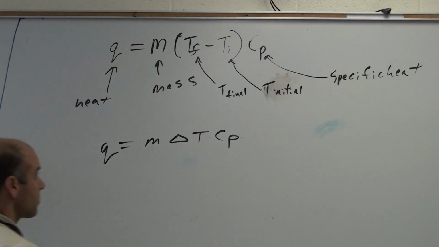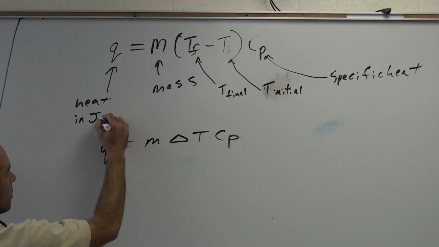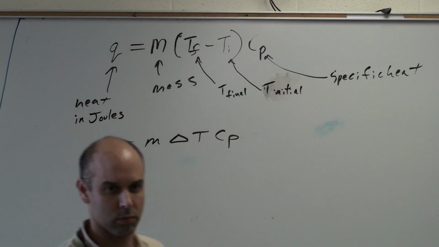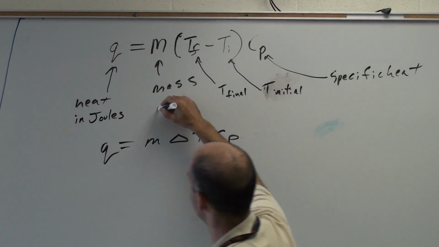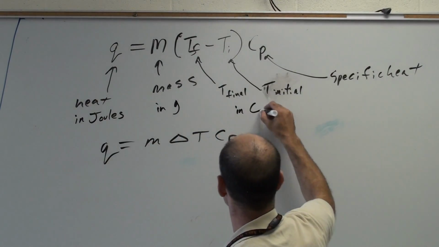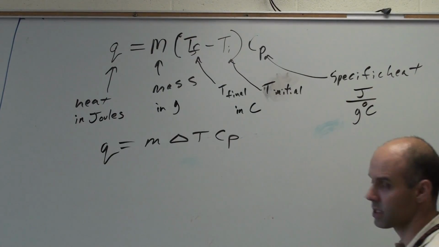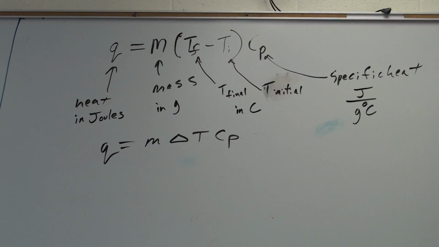So, heat is in joules. Mass must be in grams. Temperature must be in Celsius. And specific heat is always joules, well, I shouldn't say always, but in science it's joules over grams degrees Celsius. If you are dealing with food science, you can work in calories. But in science, specific heat is in joules, because joules is the official measurement of energy.